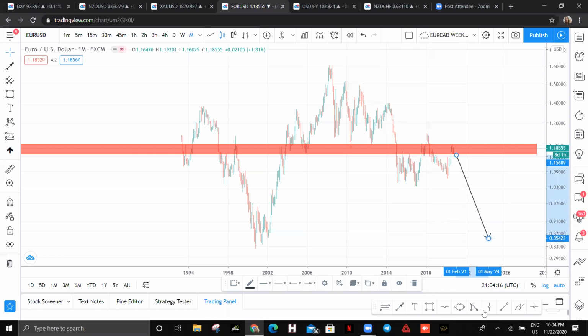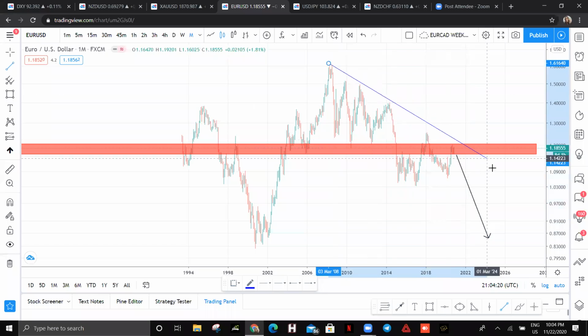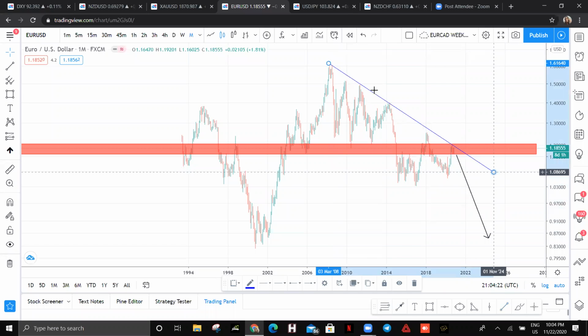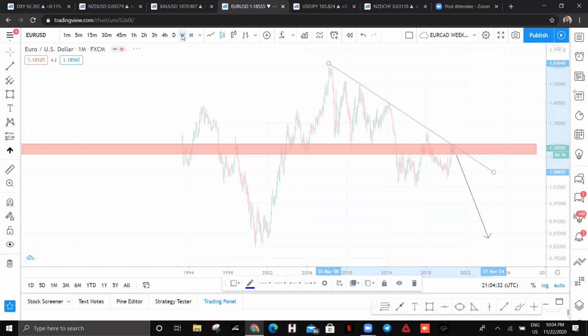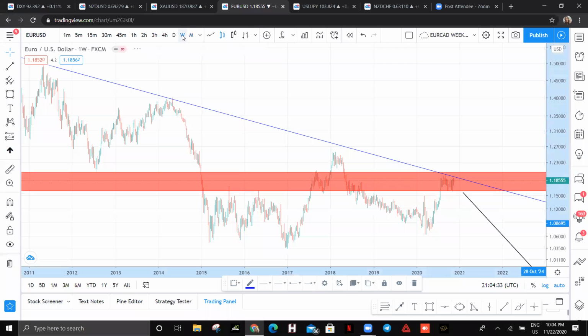As you can see, what is creating itself. Use your trend line, it is coming down. You can see that it's coming down, touching the trend line, reacting. So I'm expecting more downward move. Let's go to the weekly. We're still correct. We're expecting another drop.